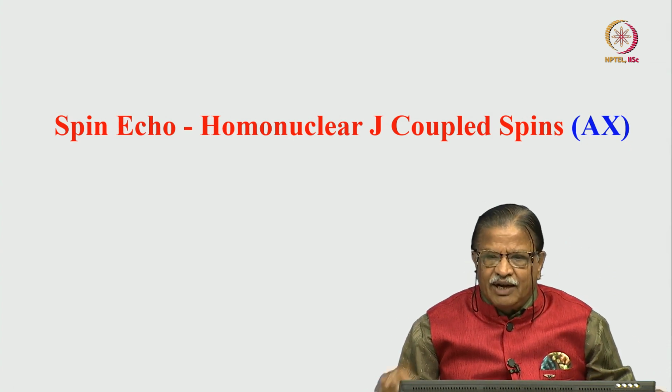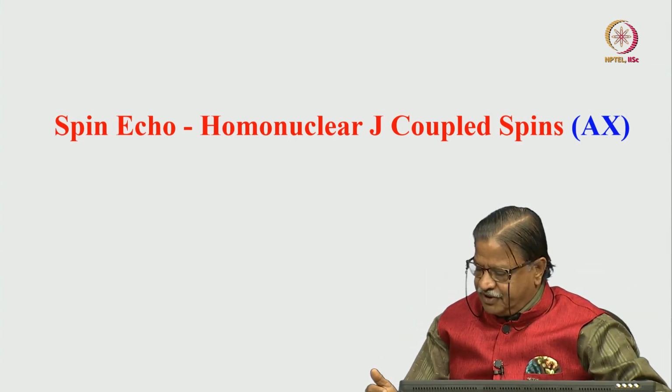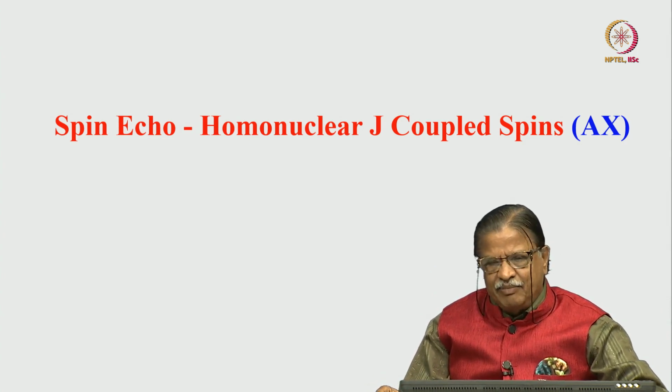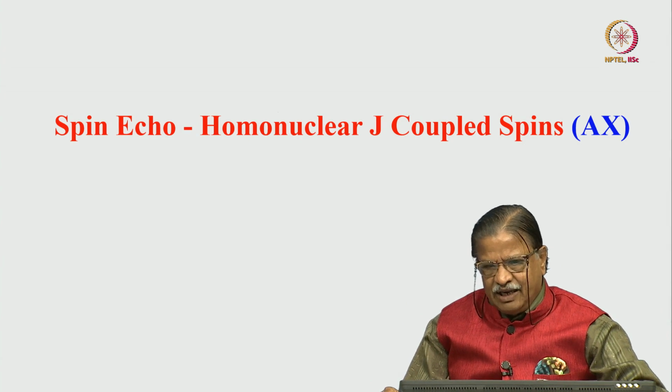So, the spin echo refocuses these things, chemical shifts, offsets. We will stop here. We will take the example of what happens with the J coupling for the homonuclear and heteronuclear cases, everything in the next class. Thank you very much.